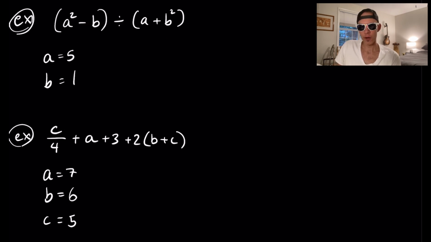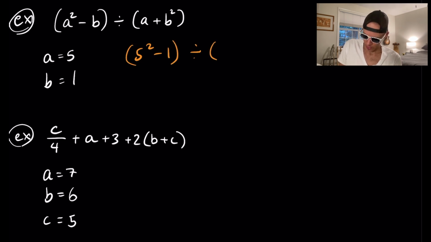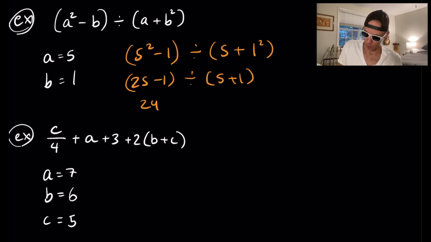All right, we got a squared minus b in parentheses divided by a plus b squared in parentheses. So I'll just plug and chug again. So 5 squared minus 1 on the left, and then on the right, we'll have 5 plus 1 squared. Okay, and then I'll just take care of the exponents in each of the parentheses since that comes after P in PEMDAS. So we'll have 25 minus 1 divided by 5 plus 1. 25 minus 1 is 24 divided by 6. That's going to give us 4.